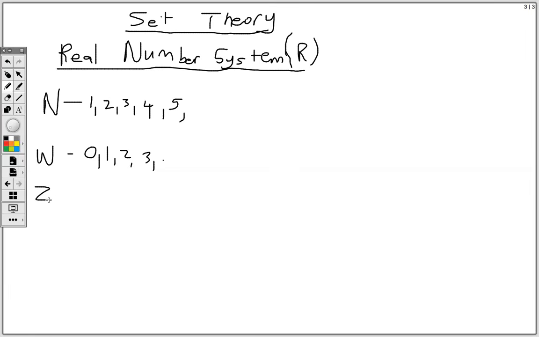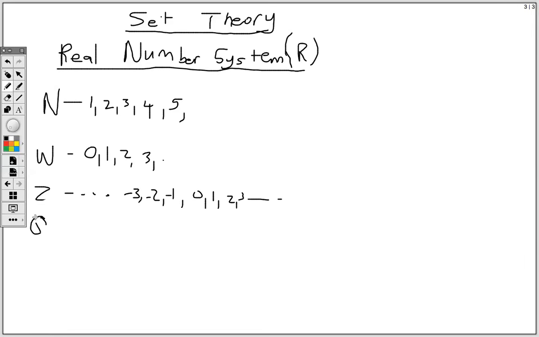We have integers, where integers consist of negative and positive numbers. So we have -3, -2, -1, 0, 1, 2, 3, and it continues. So if you realize, it continues on the negative side and the positive side. Now you should realize that integers consist of the whole numbers and natural numbers.